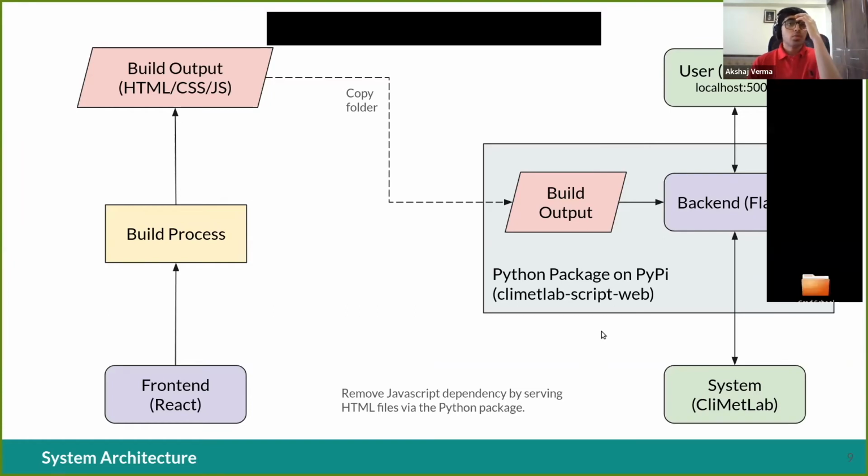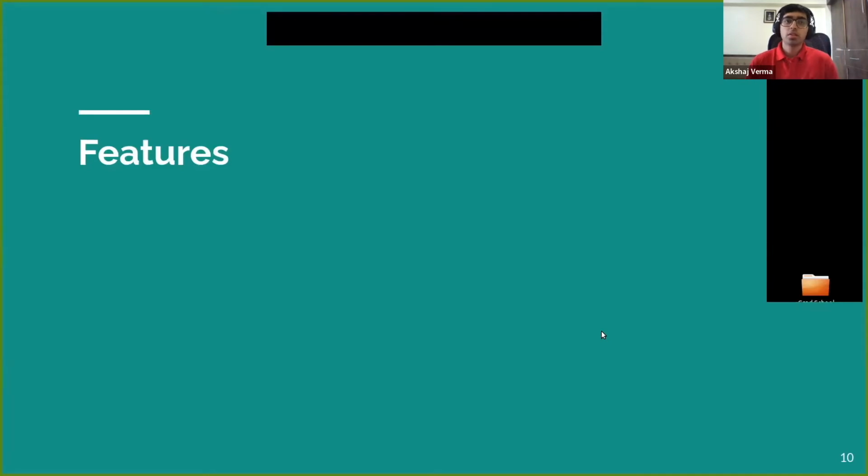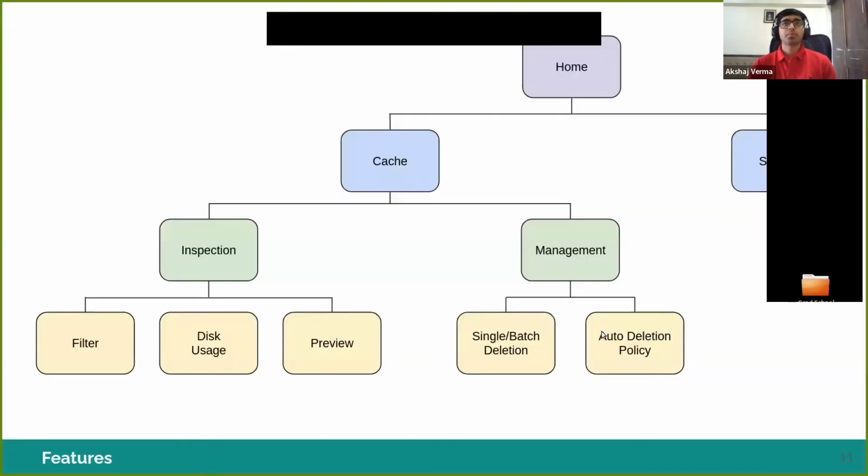All right, so now that we know how we are building this, let's look at what we are building. There are two main verticals, cache and settings. Settings would control the global behavior of CliMetLab. For example, it could mean setting the directory in which your cache files are downloaded, or it could mean different plotting options that you want to set.